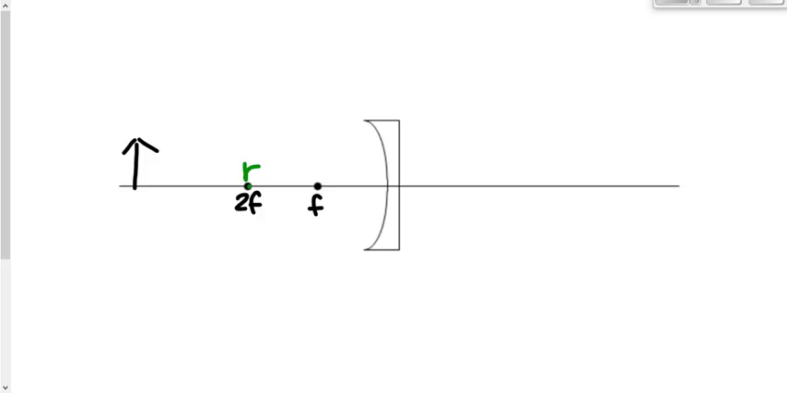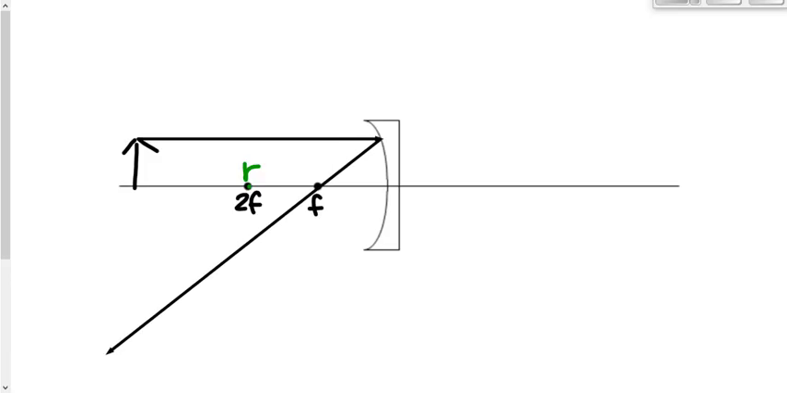All right, so first ray. Top of the object parallel to the principal axis, and it's going to reflect down through the focal point. Now the second ray is not going to go down through the optical center because we don't have an optical center of a mirror. The second ray is going to go down through the focal point.